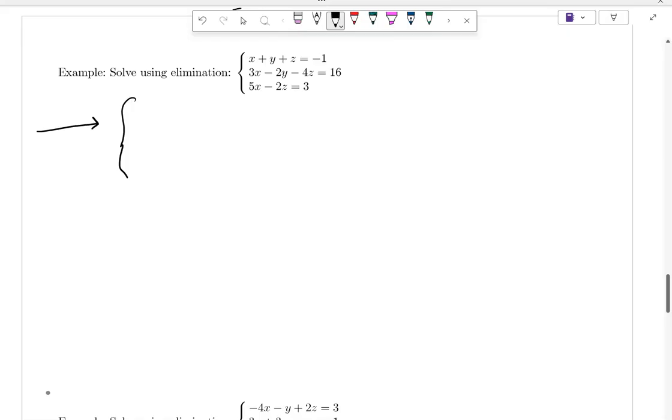What do we want below that 1x? Zeros, right? Get zeros below it. So to make this 3x right here go away, what do we want to do? Good. We'll do -3 times equation 1 plus equation 2, replace equation 2, right? That does not change the first equation. What does the second one become?